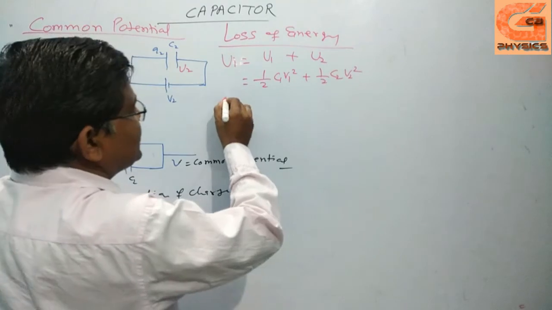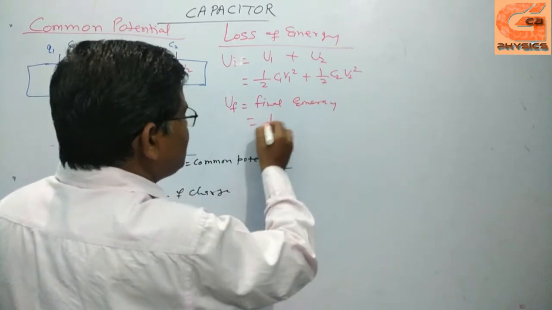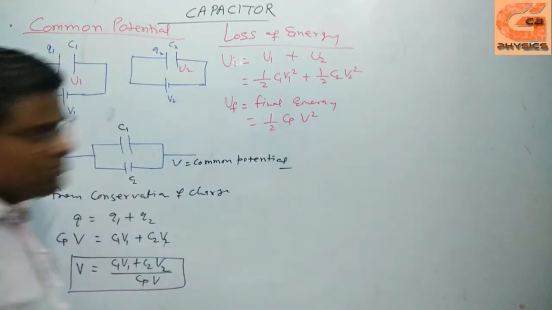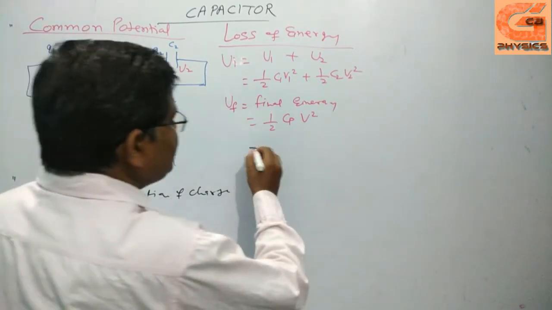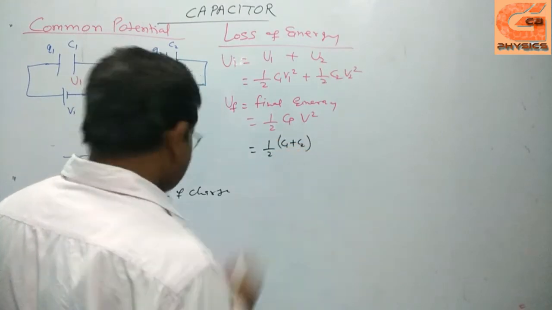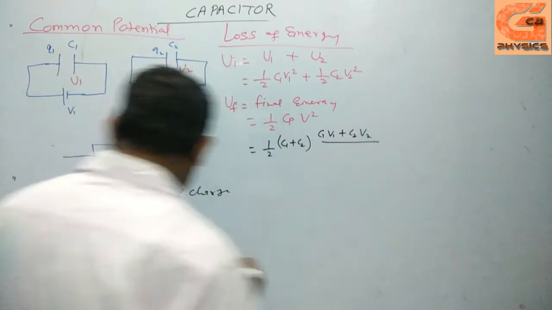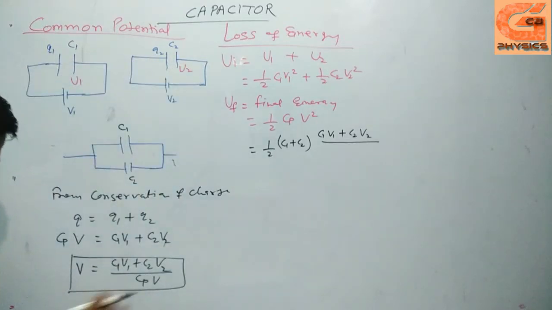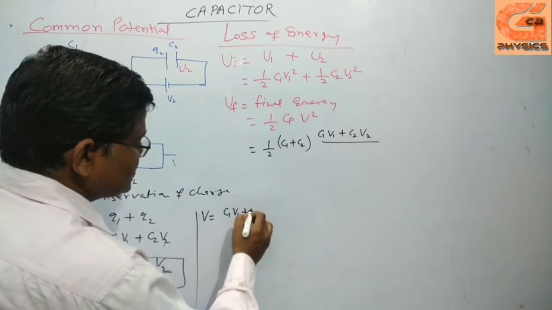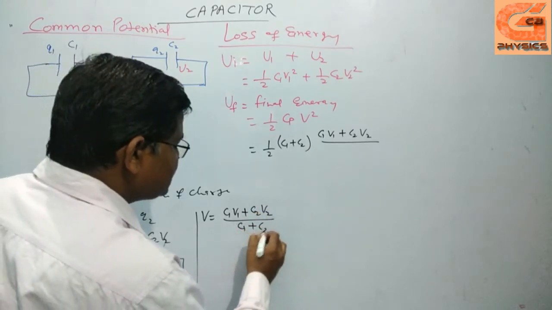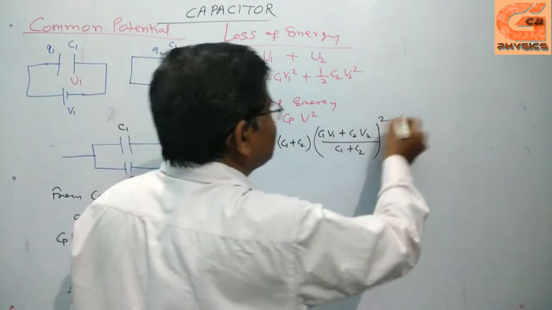Okay. And this is the final energy. This is the initial energy, and the final energy is equal to 1 by 2 Cp V square. V is the common potential, and that is why Cp means C1 plus C2. V is (C1 V1 plus C2 V2) by Cp. Cp means, this is the formula, (C1 V1 plus C2 V2) by (C1 plus C2). And here C1, C2 and whole square, this.